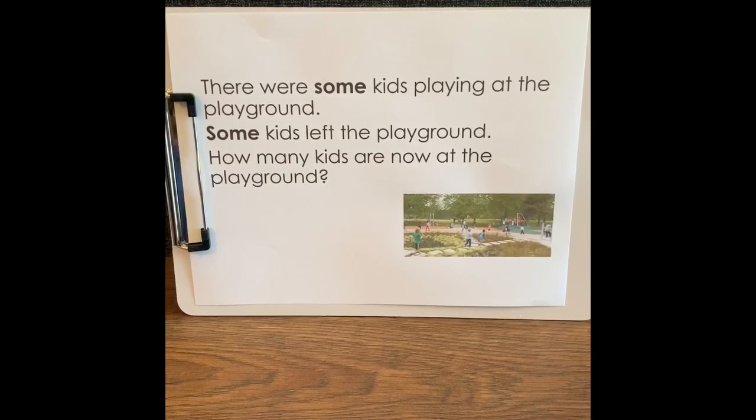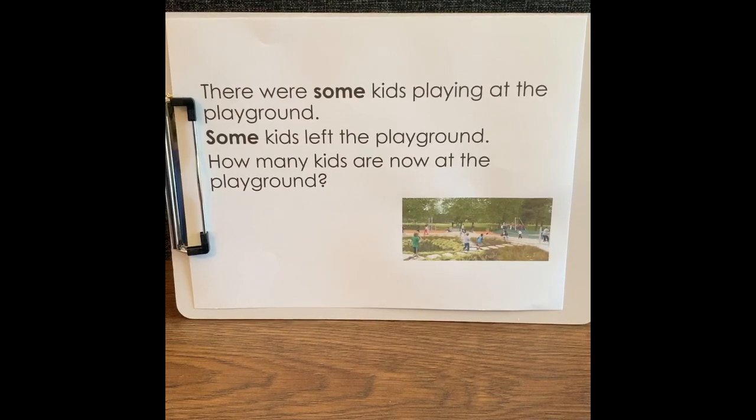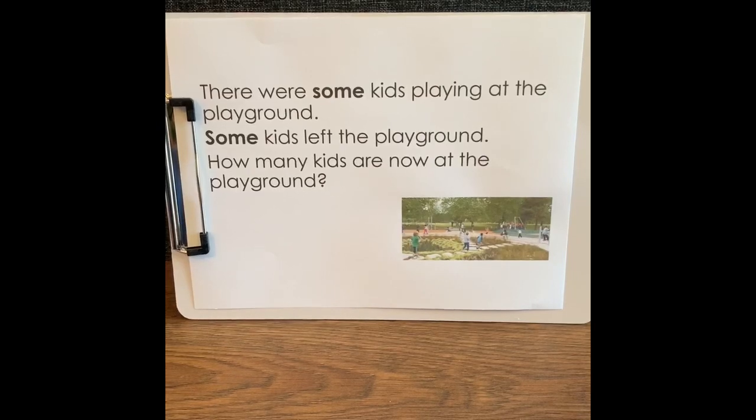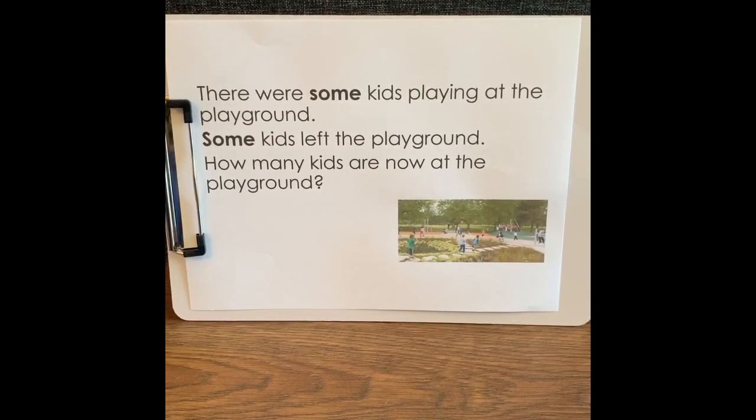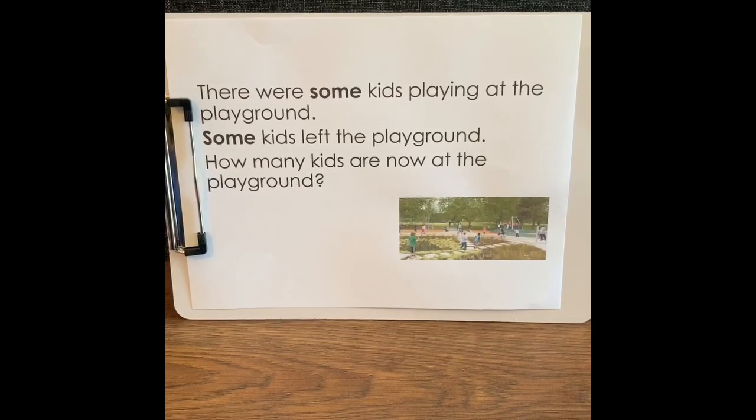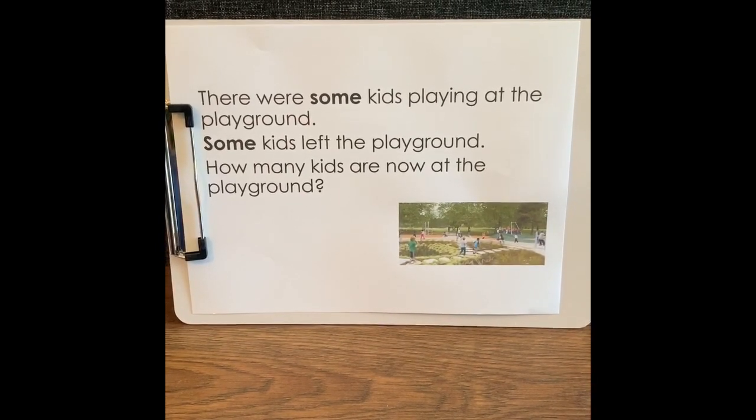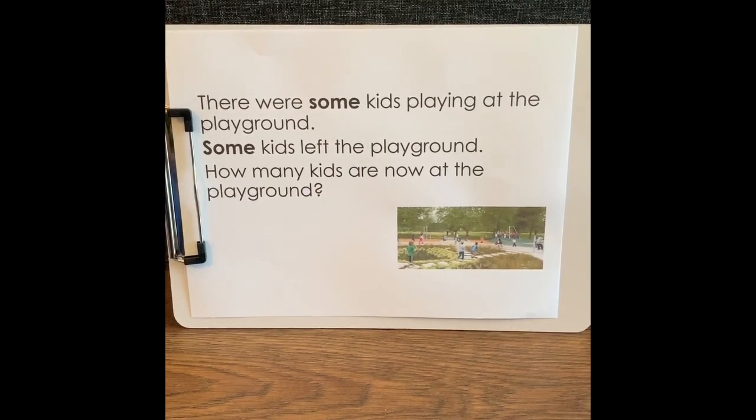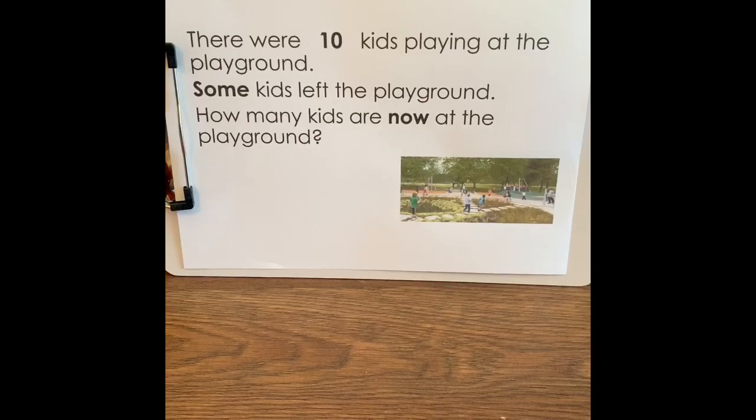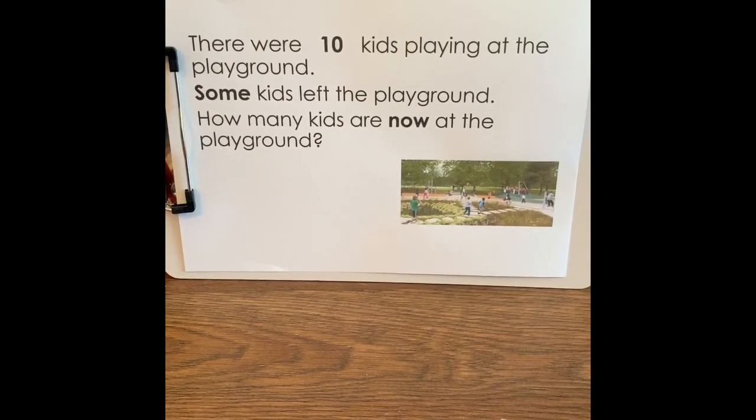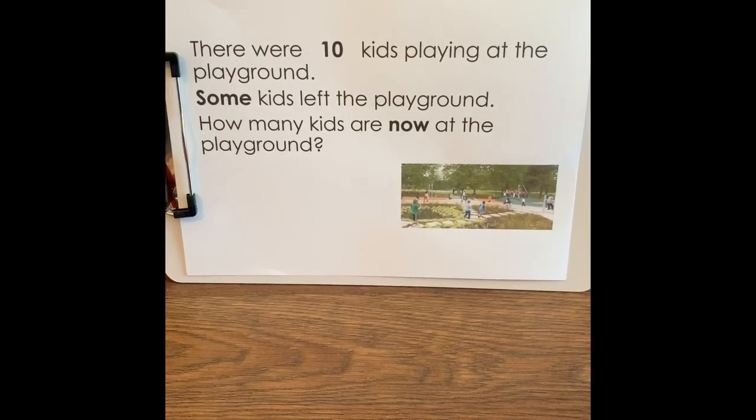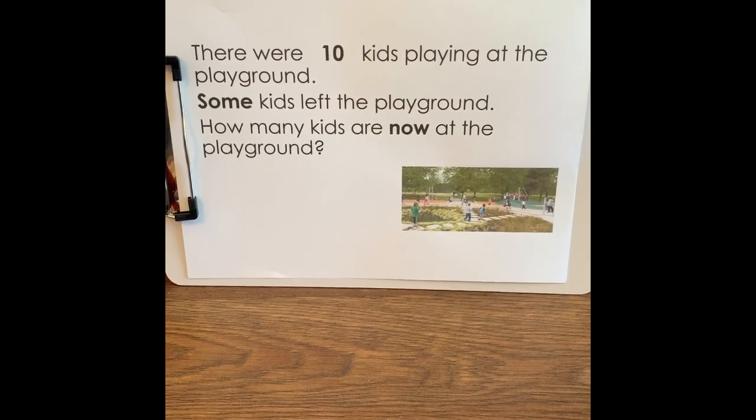Now I want you to stop and think about, do we have all the information we need to solve the problem in the story? Not yet. Now stop and think about what information we do need to solve the problem in the story. Yes, we need to figure out how many kids are playing on the playground and how many kids left the playground. We're going to read on to find out this information. Ready, set, read. There were 10 kids playing at the playground. Some kids left the playground. How many kids are now at the playground? Stop and think about the new information you just learned from the story.